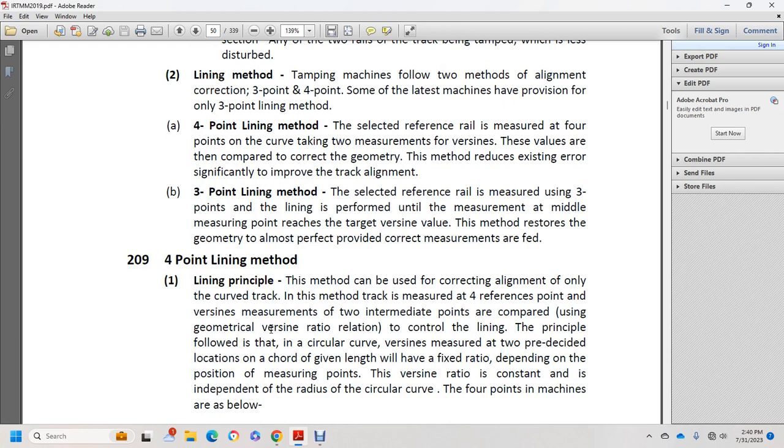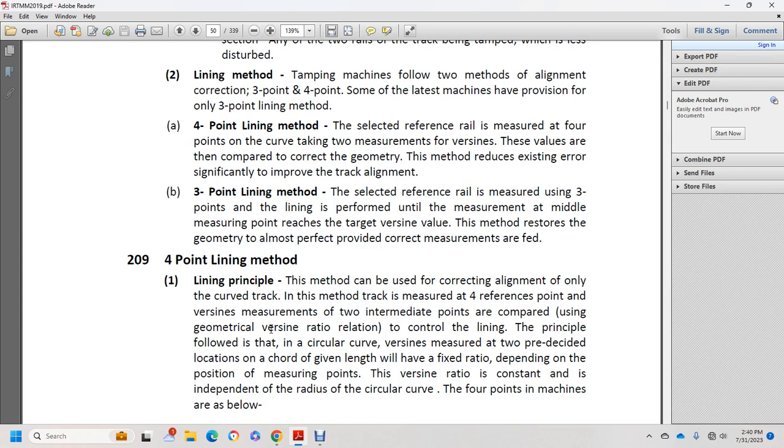4-point lining method. Lining principle. The method can be used with the correct alignment only when the curve track is measured for the 4 reference points and when the versine measurement of the 2 intermediate points is compared with the geometrical versine ratio relation.